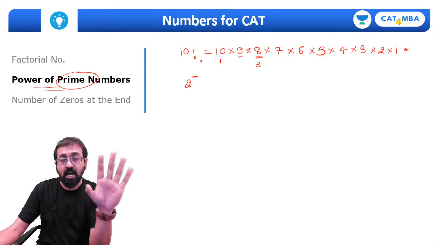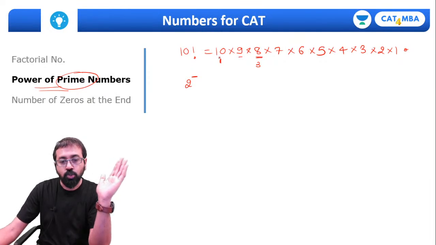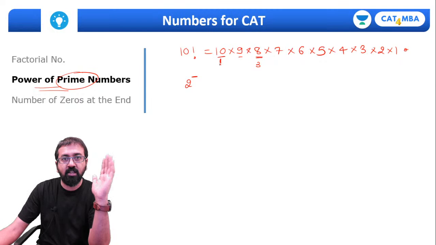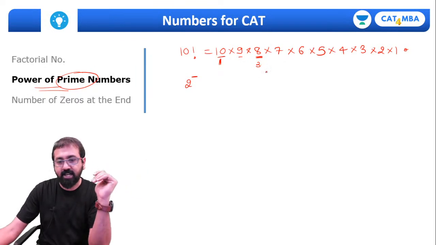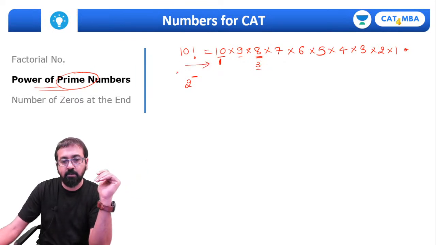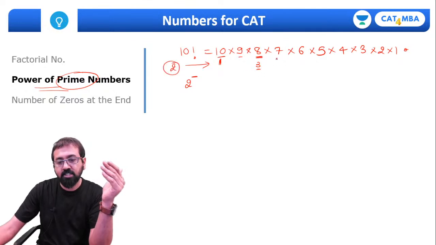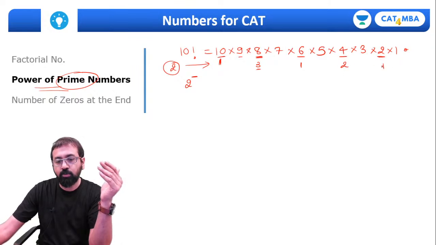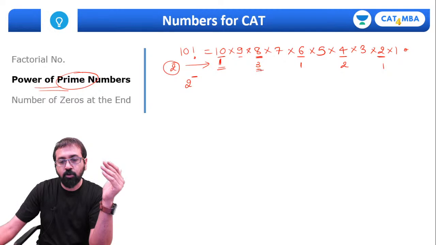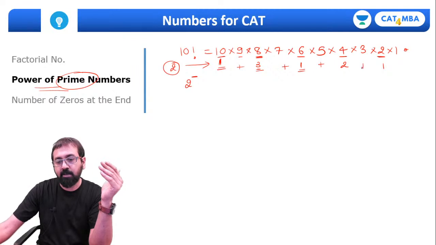See, we are trying to count the total power of 2, or the total number of times that 2 comes in 10 factorial. So can I say in 10, 2 appears once, because 10 is nothing but 2 into 5. Same way in 8, 2 comes thrice, because 2 into 2 into 2 is 8, so we'll write down 3 over here. We are writing the number of times 2 appears in each of these numbers. Then in 6, it will come once. In 4, it will come twice. In 2, it will come once. So what is the total power of 2 in 10 factorial? It's 1 plus 3 plus 1, that is 5, plus 2, 7, plus 1, 8.